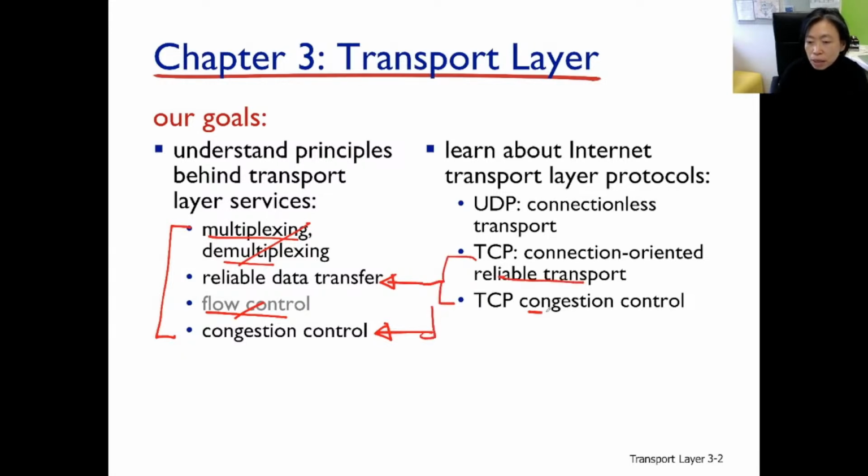Reliable transport, congestion control. Now you can imagine UDP being very simple. It's a connectionless transport layer service versus TCP being connection oriented. In UDP, you don't need to set up anything ahead of time before we send data. But with TCP, you need to have a setup process before we begin to send data packets.